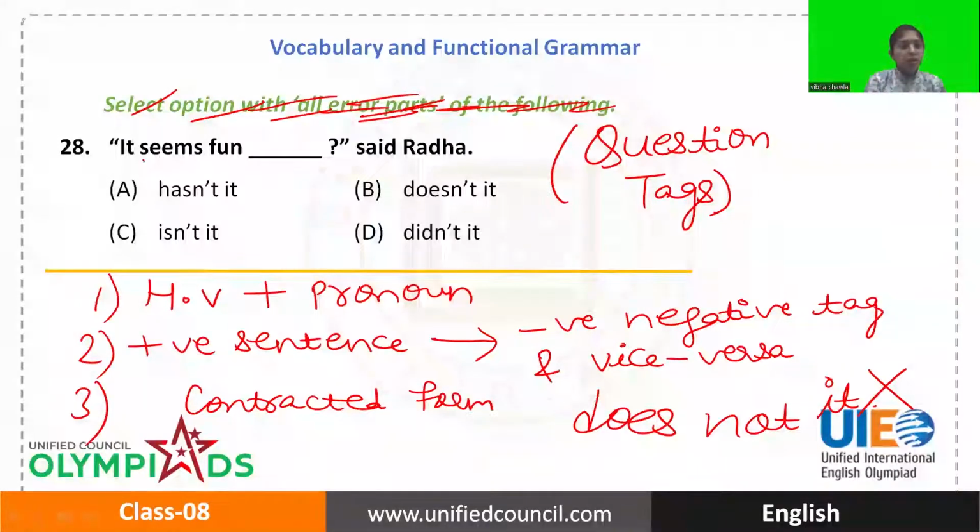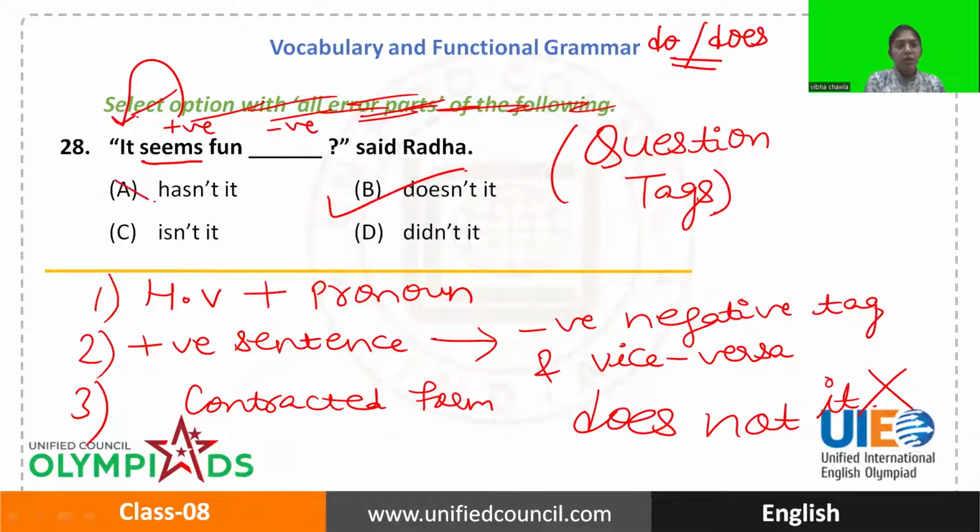Now let's see this one. So here it is seems. It is simple present tense. So helping verbs that we have to use are do or does, depending on the subject. Here the subject is singular, that is it. So we will use doesn't, and the pronoun is it. Sentence is positive, so the question tag will be negative. So it is option B. It seems fun, doesn't it? It is simple present tense, so we have to use do or does, not is. It's option B.